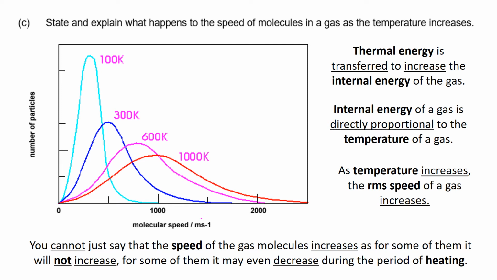Some of them, during the time it heats, their speed will actually decrease. The key is it's the root mean square speed that changes, not just speed there. So you can see that as part of my answer here. So that finishes this first question looking at applying the different gas laws.